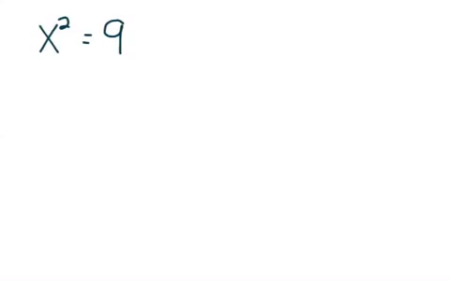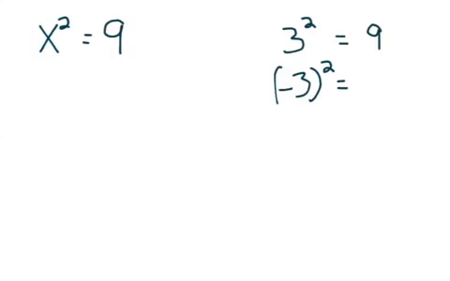In this lesson, we're going to review and learn more about solving equations like this one, where the variable is squared. If you were asked what's 3 squared, you would probably say 9. And that's correct. If you were asked what is negative 3 squared, hopefully you would also say 9. Because remember, a negative times a negative is positive, so negative 3 times negative 3 is positive 9.